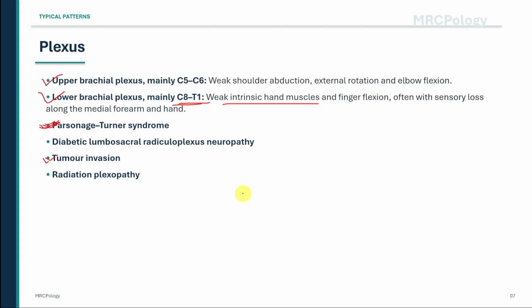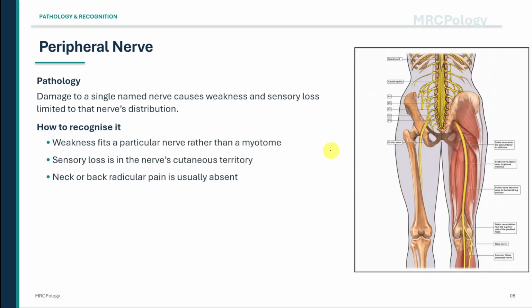We now move to a single peripheral nerve lesion. Damage to one named nerve causes weakness and sensory loss, limited to the motor and cutaneous distribution of that nerve. The weakness fits the action supplied by that nerve rather than a complete myotome. Sensory loss occurs in the nerve's cutaneous territory. Radiating neck or back pain is usually absent because the lesion is distal to the nerve root.